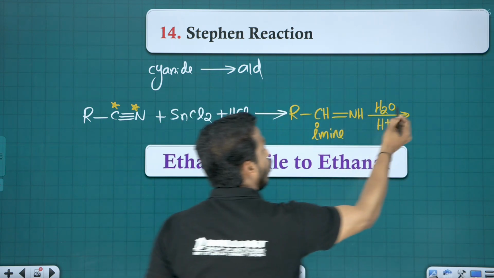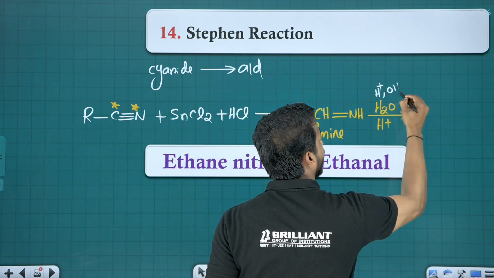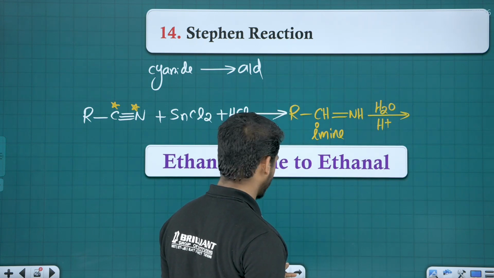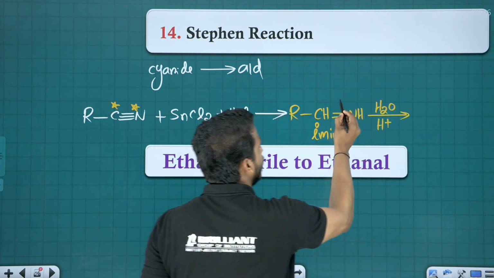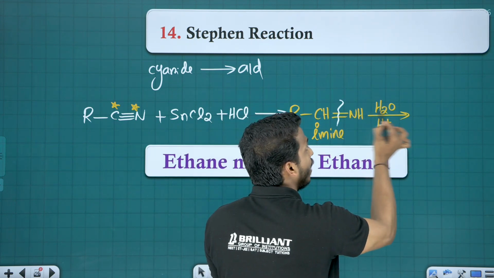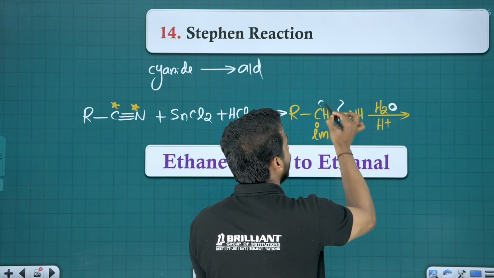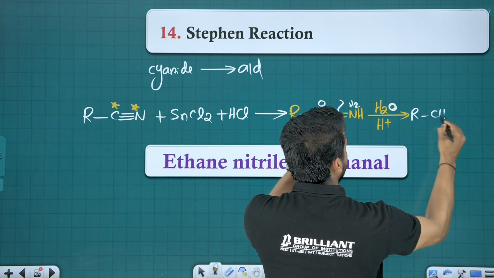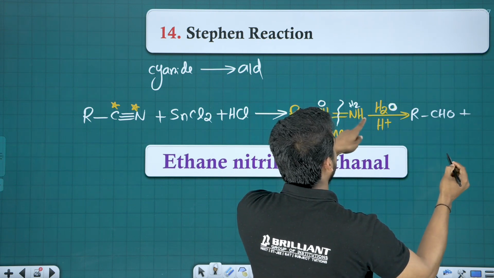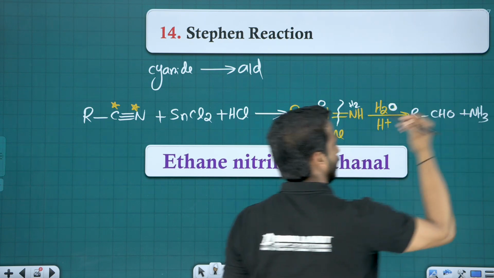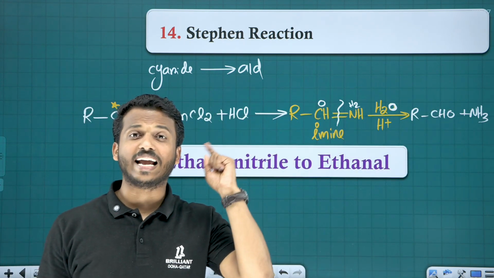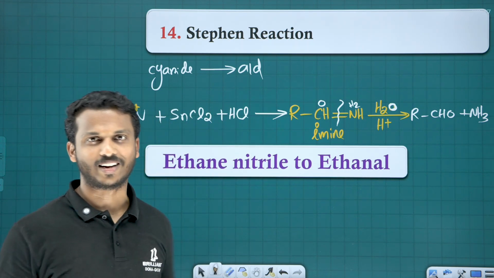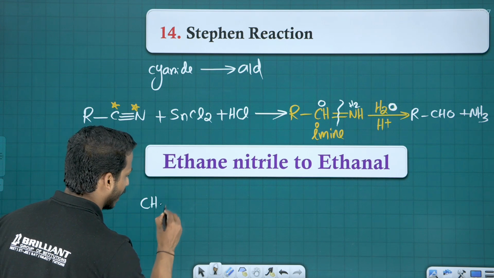H2O contains two ions. What are they? H plus and OH minus. Or you can take it like this: H2O contains two hydrogens and one oxygen. To understand it simply, from H2O put the oxygen on the left side and the H2 on the right side. What does it become? RCHO, your aldehyde. The byproduct is NH along with the 2 hydrogens, NH3. So conversion of a cyanide to aldehyde using stannous chloride and HCl is called the Stephen reaction.